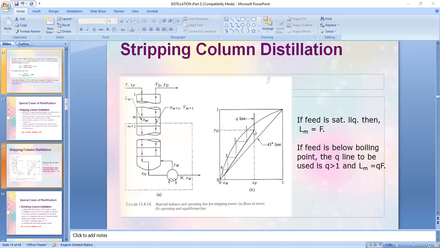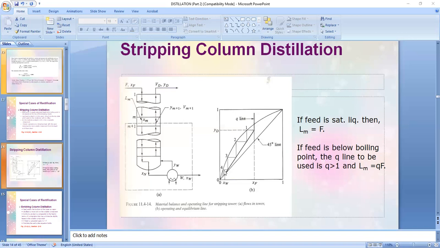Now, at this particular point where it crosses your feed line, you will connect to the x sub W, which you have placed right on the 45-degree line. So this is where your stripping section operating line should be drawn, between these two points, x sub W and the projection of y sub D on the q line. Start off drawing your stages on the y sub D here, or your steps, okay?